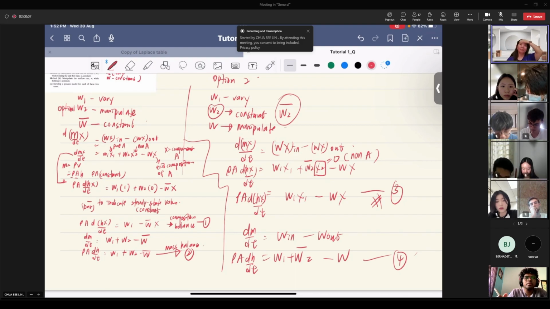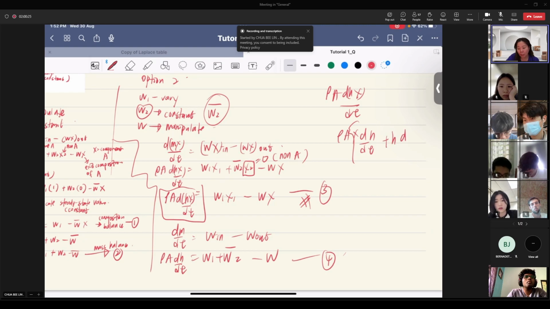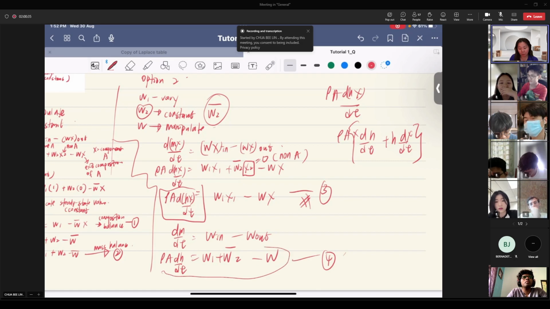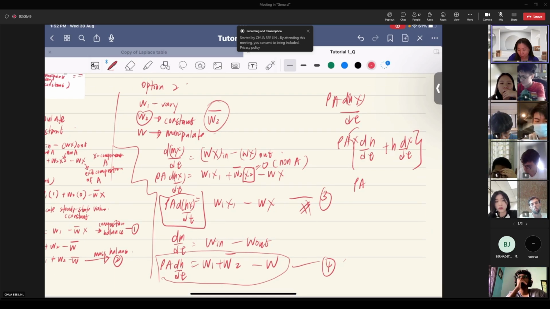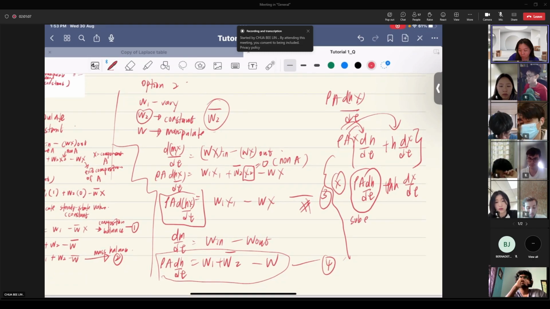So if you want to solve this one further, you should refer back to the lecture slides. Remember this one? Rho A d(Hx) over dt is equivalent to rho A x dH over dt plus h dx over dt. Remember this one from the slide? So if you want to solve further, you should substitute this into equation 4. Rho A x will be outside, dH over dt plus h dx over dt. Rho A is here because you expand. So this whole thing sub into equation 4. It is in your lecture slide, but in tutorial I stopped at this point, d(Hx).